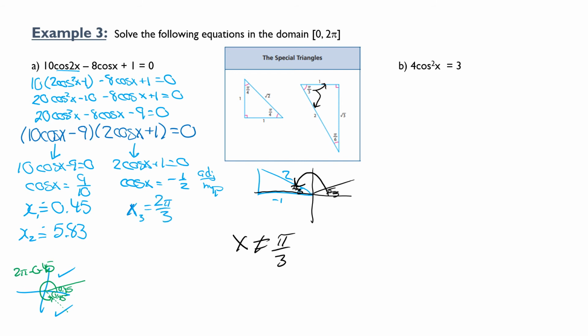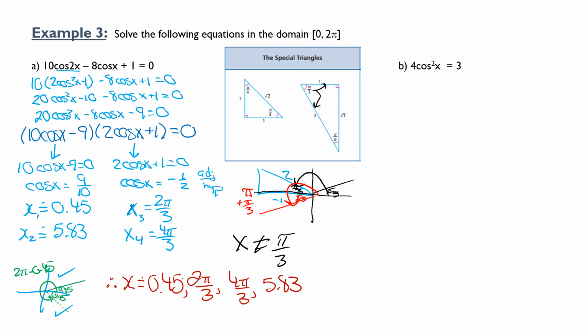That's my x3. And I have another one, a fourth answer, because cos is negative in 2 quadrants. So I take my pi over 3 and put it down here in quadrant 3, and rotate to that terminal arm. That rotation is going to be a full pi rotation plus another pi over 3. So that's going to be 4 pi over 3. 4 answers, and let's just tidy them up and put them in order. There we go. There's our 4 answers. 2 of them are exact and 2 of them are approximate.